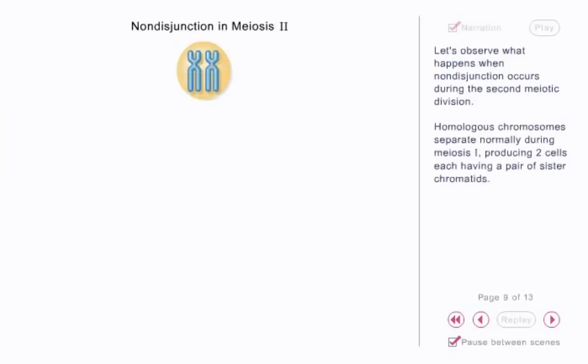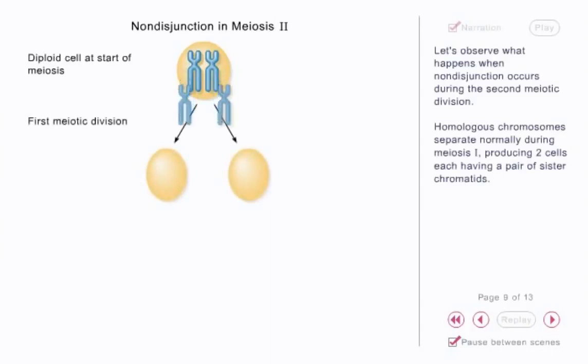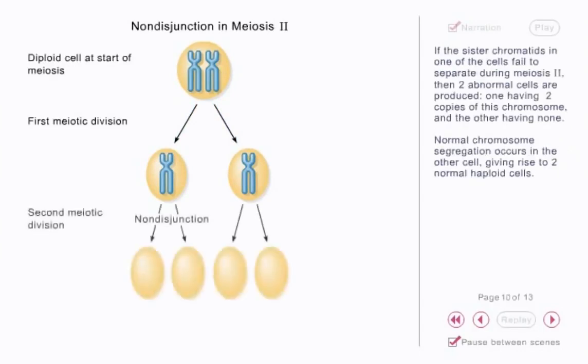Let's observe what happens when non-disjunction occurs during the second meiotic division. Homologous chromosomes separate normally during meiosis I, producing 2 cells, each having a pair of sister chromatids. If the sister chromatids in one of the cells fail to separate during meiosis II, then 2 abnormal cells are produced, one having 2 copies of this chromosome and the other having none. Normal chromosome segregation occurs in the other cell, giving rise to 2 normal haploid cells.